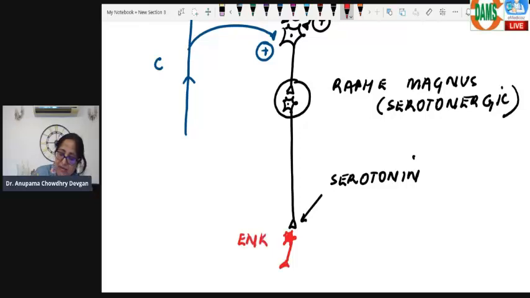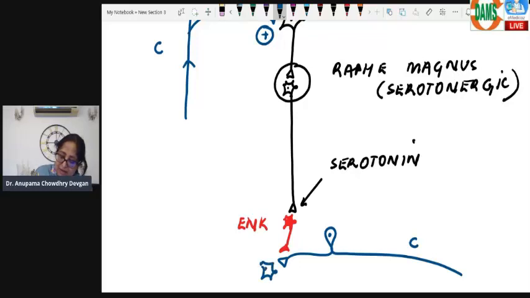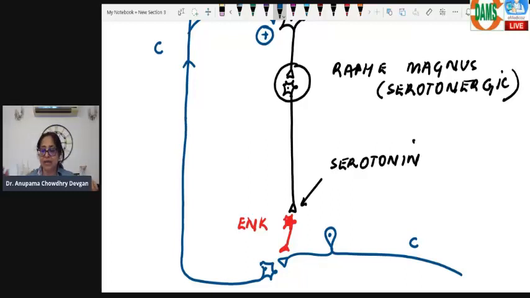This is the enkephalin secreting neuron in the dorsal horn. And this encephalinergic neuron now forms an axoaxonal synapse with the C fiber for pain. It causes a presynaptic inhibition and in fact decreases the pain transmission. Have you understood? This is what is known as a descending pain inhibiting pathway.